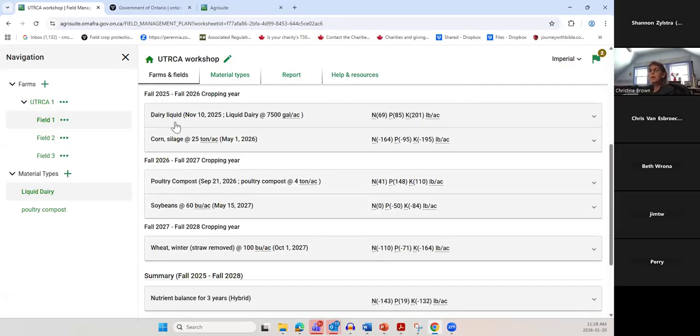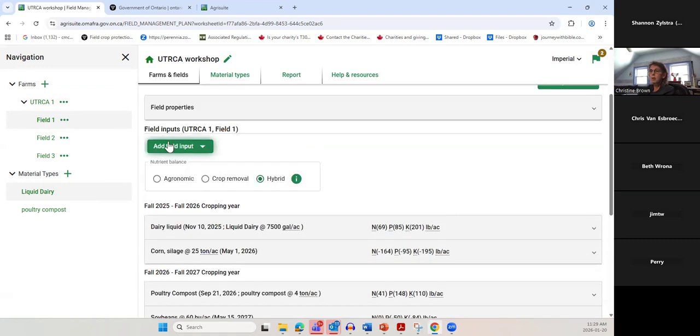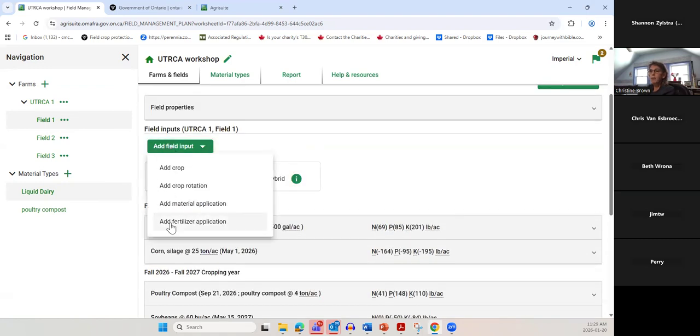Yeah, okay. So now I've got the dairy manure applied after the wheat harvest, but the nutrients are going towards that corn silage. The poultry compost is added after silage harvest, but the nutrients are going towards that soybean crop. I still don't have enough nutrients for the corn crop, so now I can add fertilizer.